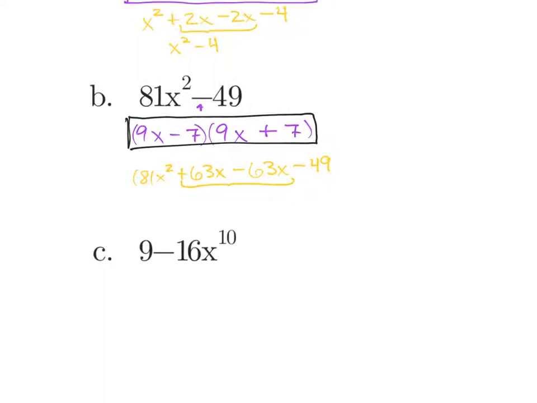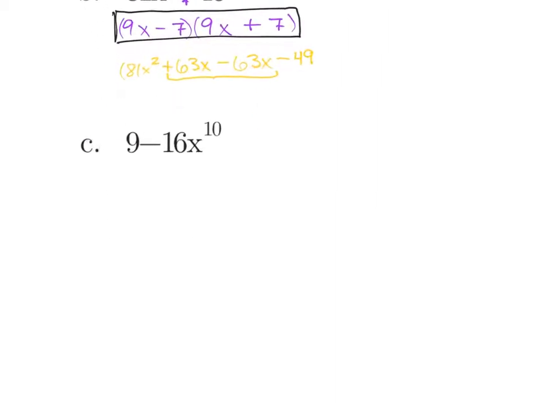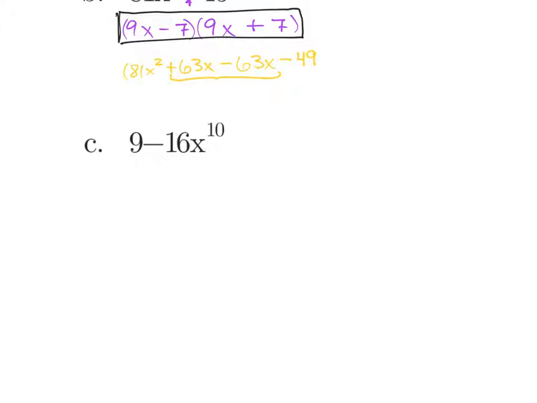For our final example, let's go ahead and look at 9 minus 16x to the 10th. This one looks a little weird, but it's still going to be about the same difficulty level as the previous one. To start off with, let's go ahead and factor out our firsts. What multiplies to 9? 9 is a square, it is 3 and 3. What multiplies to 16? As it is a square, we get 4 and 4.